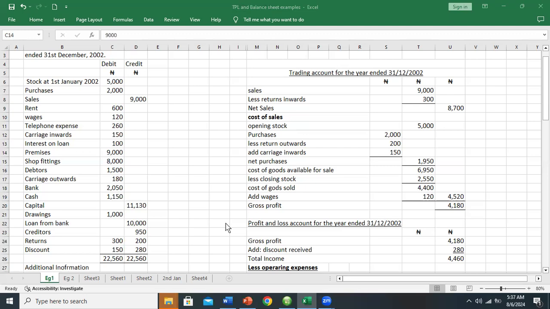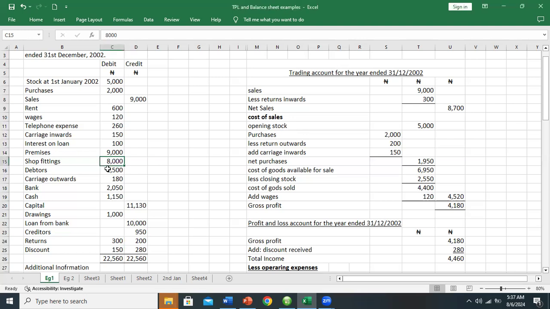Okay. It's an asset. Thank you very much. So premises is a fixed asset, right? It's like a form of a building. So we'll not take it to the profit and loss account. It will go to the balance sheet. Shop fittings is also another fixed asset.